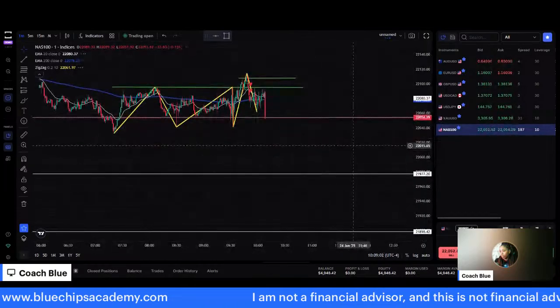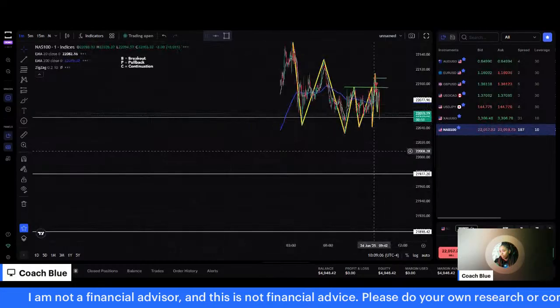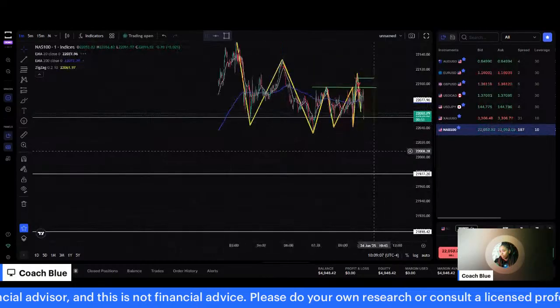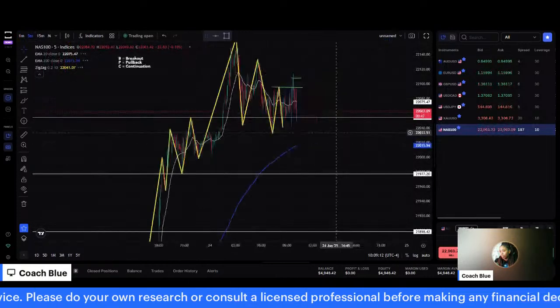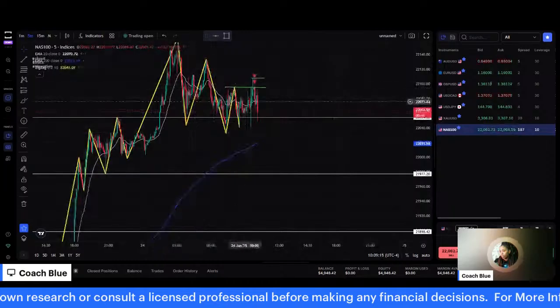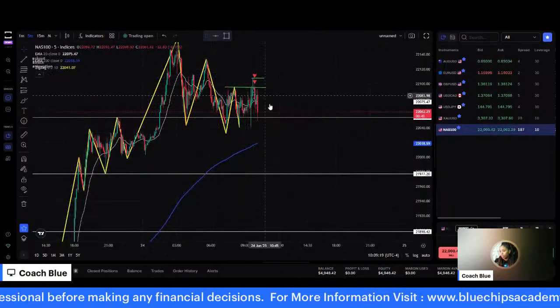Let's see. The bears are waking up. Let me go to my 5 minute, this level. Look at that. Look at all of this noise right here. And that's exactly why we lost here, because it's just choppy.